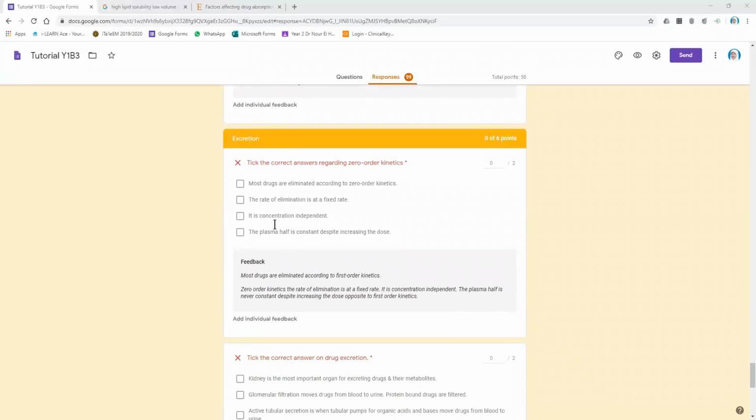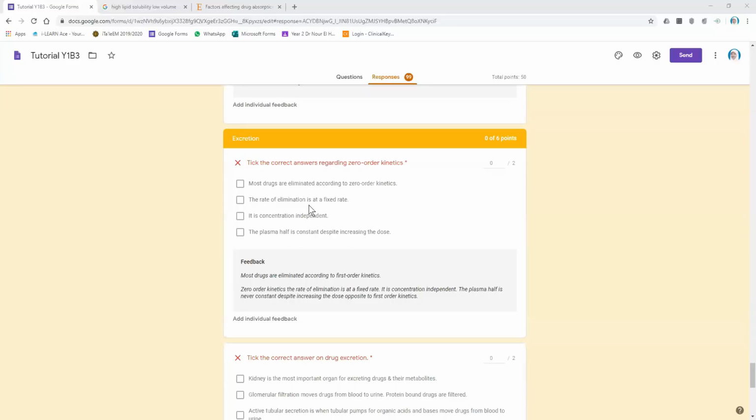Okay, the last 2 questions. Take the correct answers regarding zero order kinetics. Most drugs are eliminated according to zero order kinetics. This is wrong, because most drugs are eliminated according to first order kinetics.